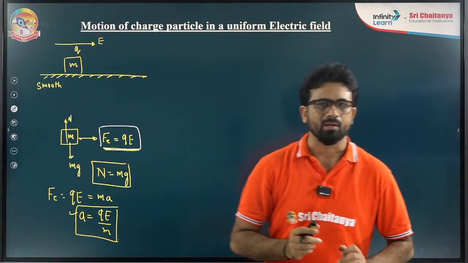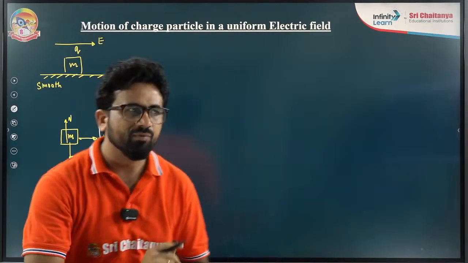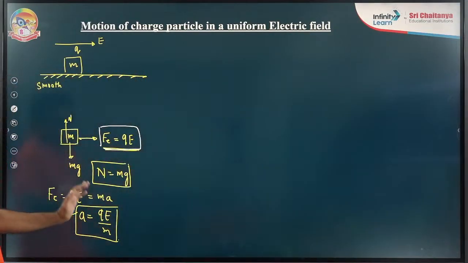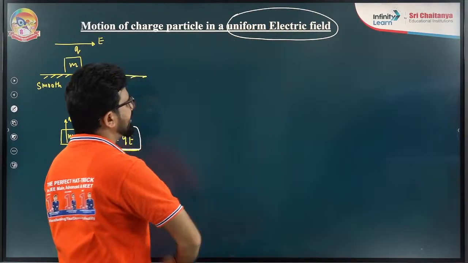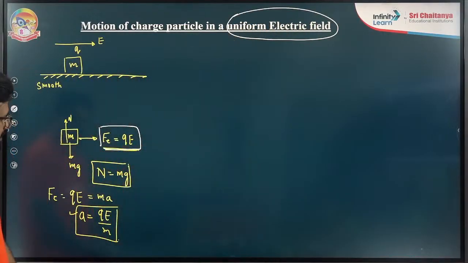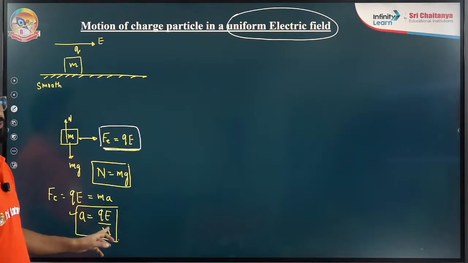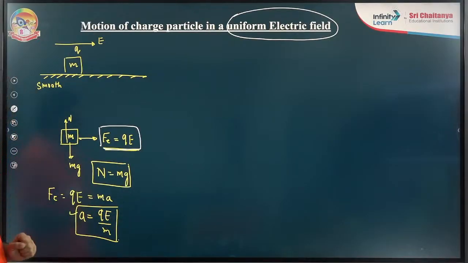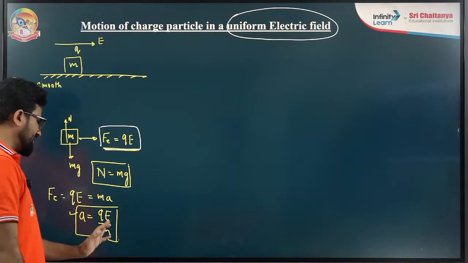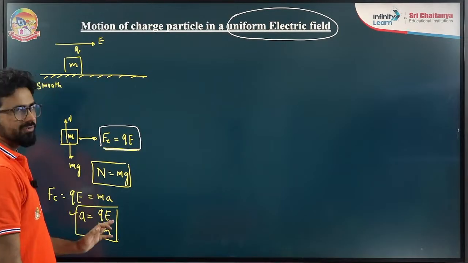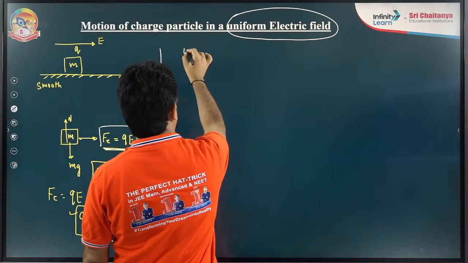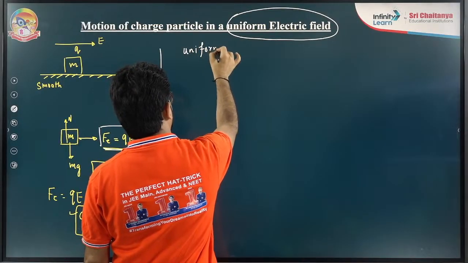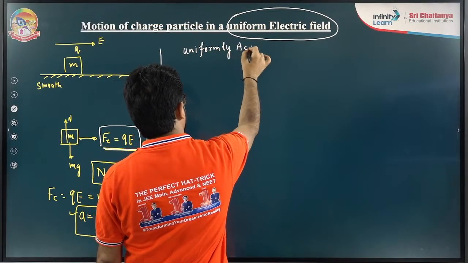Clear? Yes or no, beta? If we know the acceleration, now try to understand: this field is uniform, because it is already given. Uniform field means the direction and magnitude both are the same. That means the E value is constant. If E is constant, then acceleration is constant. If acceleration is constant, that means uniformly accelerated motion.